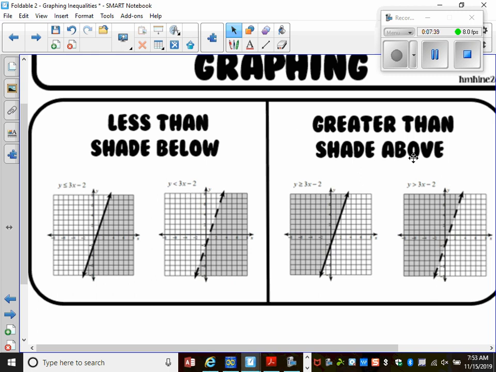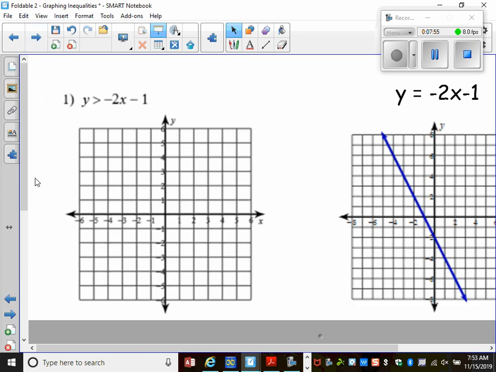Same thing over here. If it's greater than, you're shading above. But if it has the equal sign under it, you make the line solid. That's the only thing that we're adding. So let's move on. You do have to be careful because we automatically like to make a solid line, since we've been graphing linear equations with the equal sign. But now you have to really pay attention to the inequality symbol.